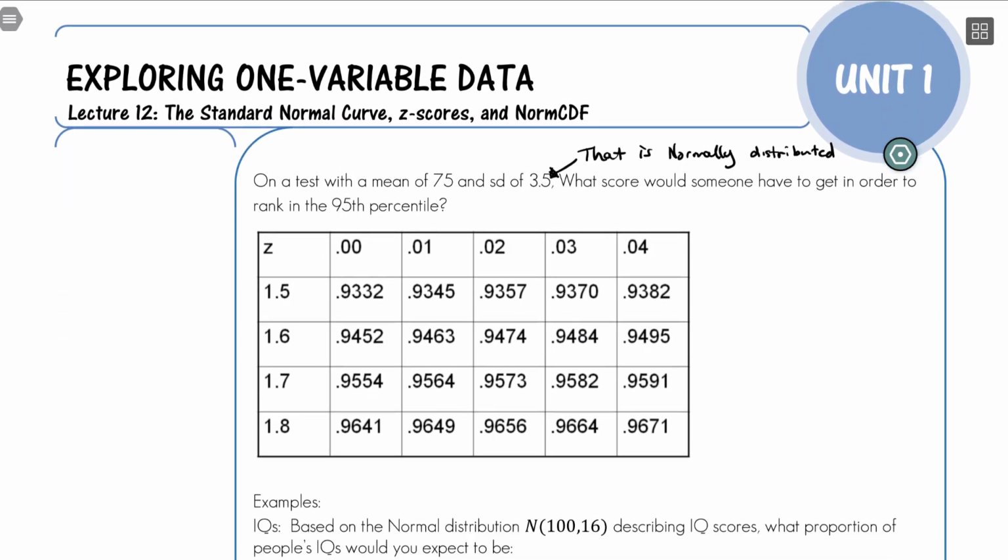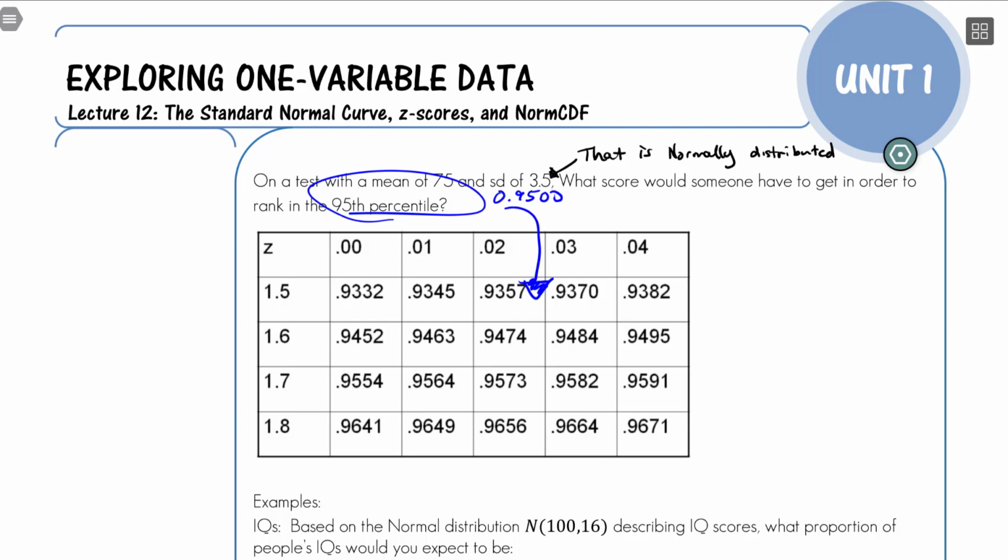In order to score in the 95th percentile, we want to know what value inside the table is closest to 0.9500. You might not find one that's exactly there, but we're looking inside the table.